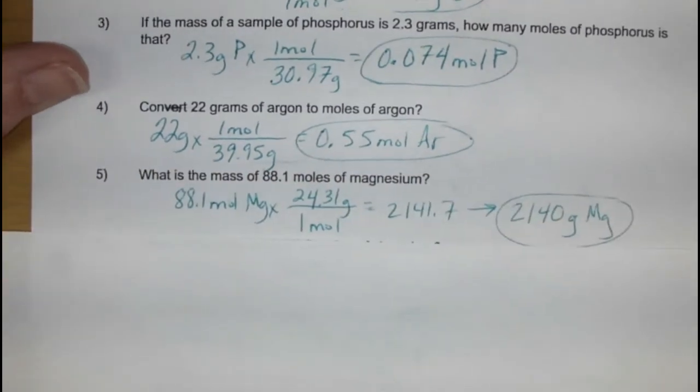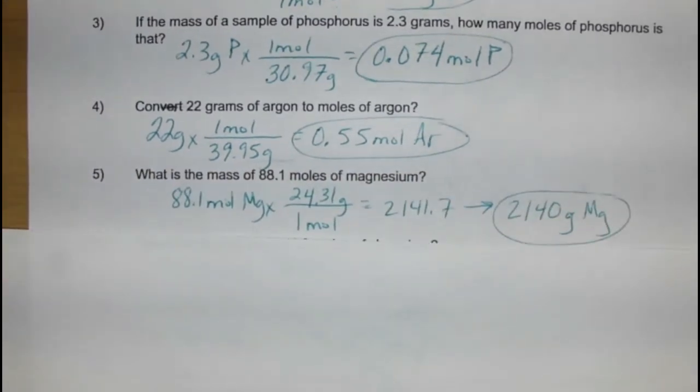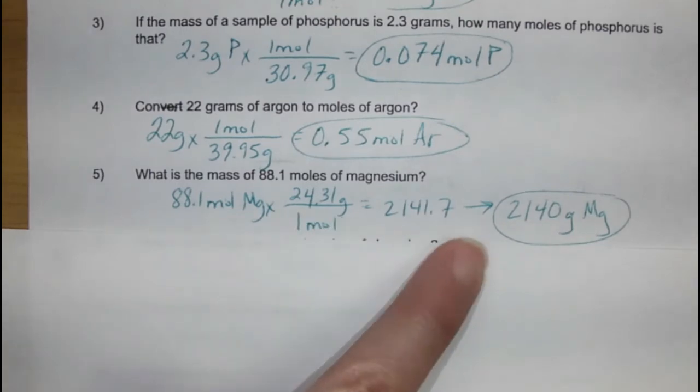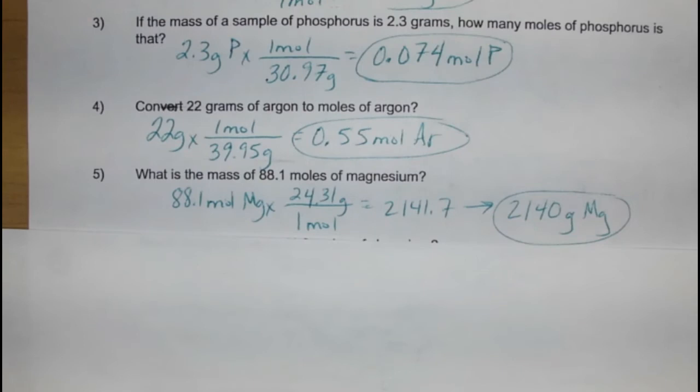Number 5, going from moles to mass. And so the mass has to be on the top here. So we end up with grams. And it's 2,140 grams of magnesium.